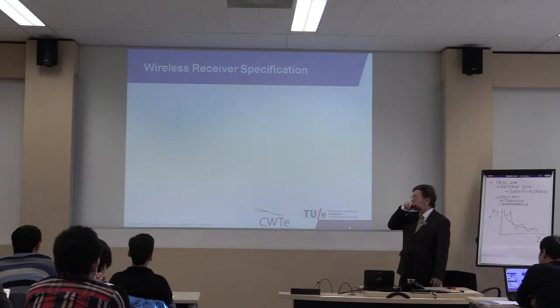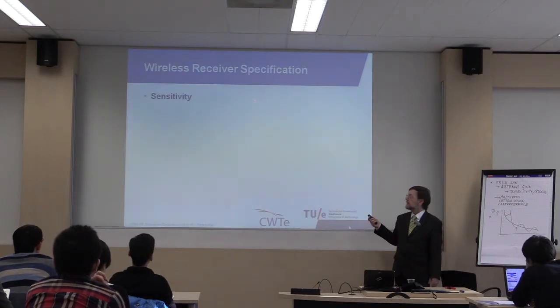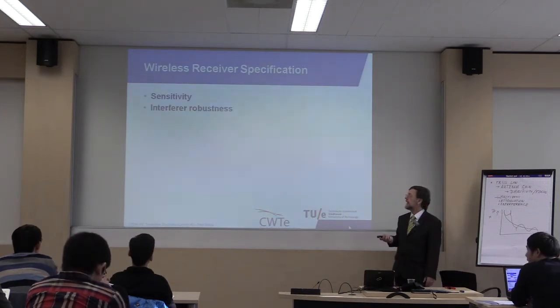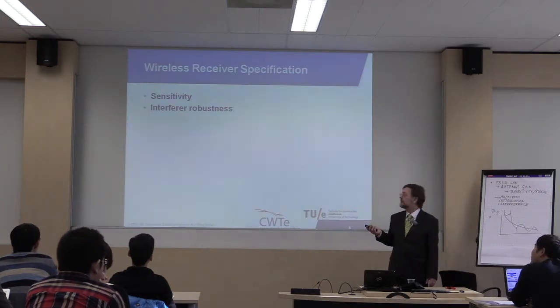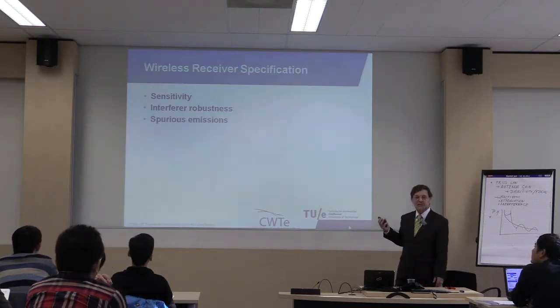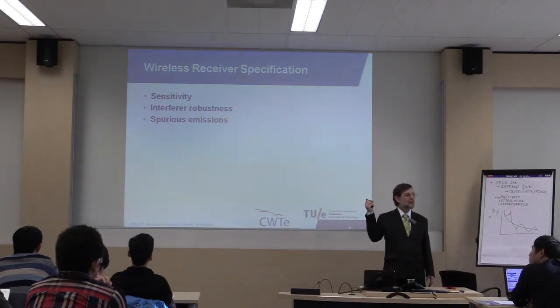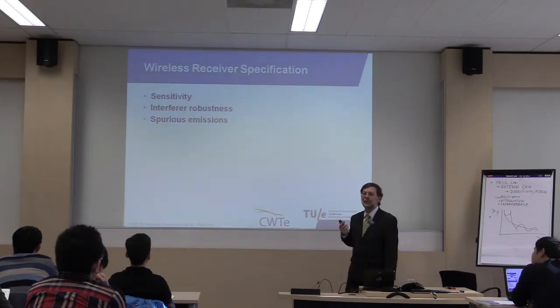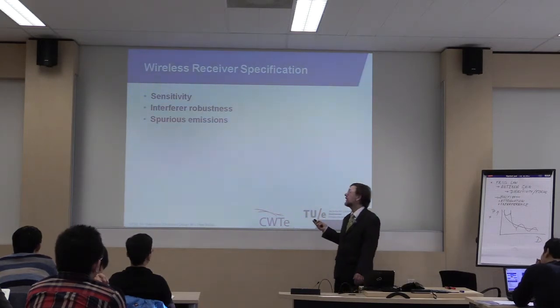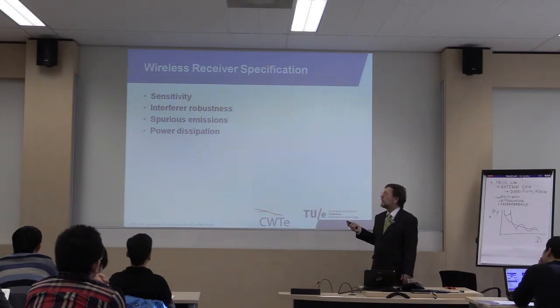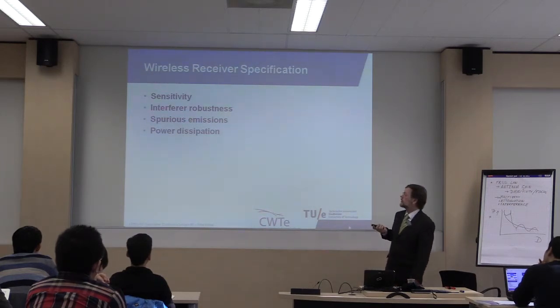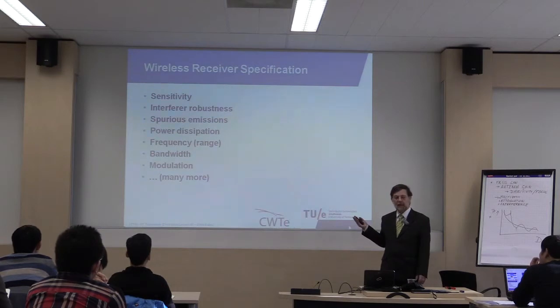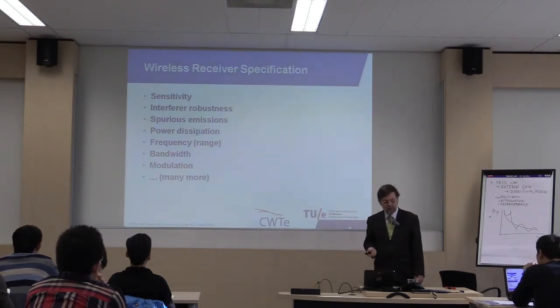And equally, for the receiver, you also have a whole list, like the sensitivity, how weak a signal can you detect, the robustness against interferers, the amount of emissions that your receiver has, because even though you intend to design a receiver, in reality it might also transmit some signals unintentionally, but it still happens. And again, you need to meet specifications for that. Power dissipation, because even the receiver takes power. Frequency range that you need to cover, the bandwidth, the modulation, and also there are many, many more parameters.